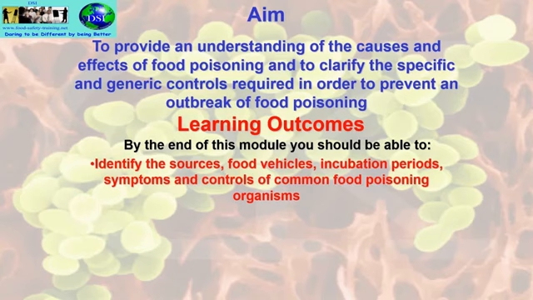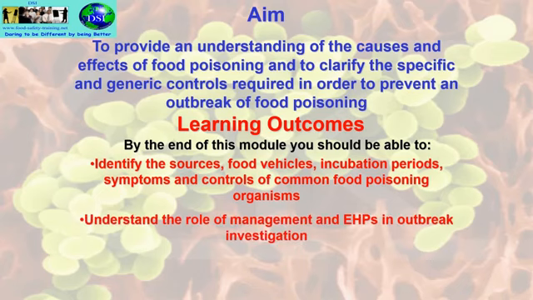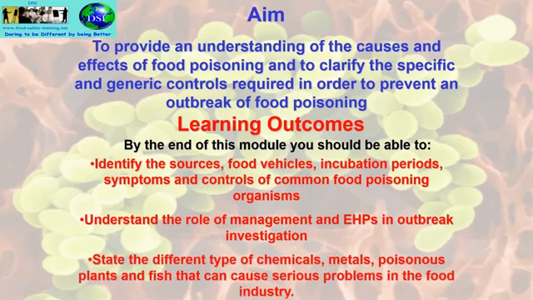Now, with all these learning outcomes, these really are the potential questions that you're going to get in the exam. So if just looking at that one, you'll need to be aware of the sources, the food vehicles, incubation periods, etc. of these common food poisoning organisms. There's only a handful, but still is a lot of information to take on board. Understand the role of management and environmental health practitioners, what we used to call environmental health officers, in outbreak investigation. And state the different type of chemicals, poisonous plants, metals and fish that can cause serious problems in the food industry.